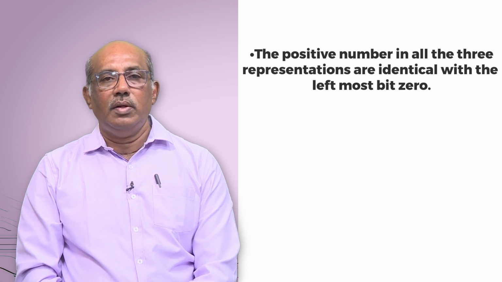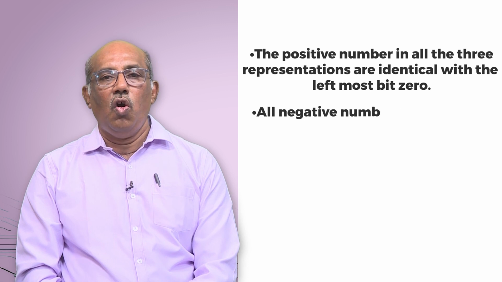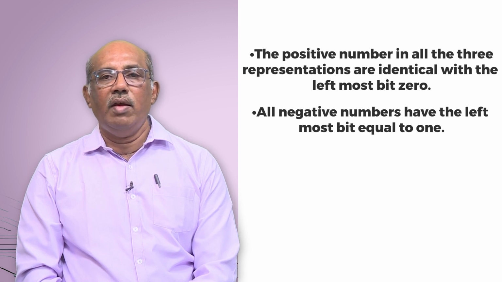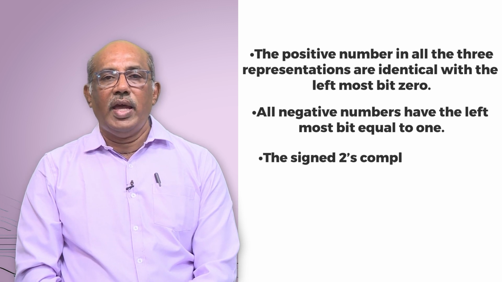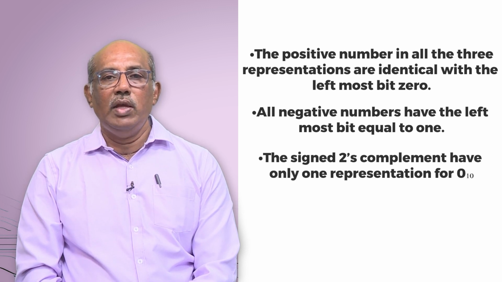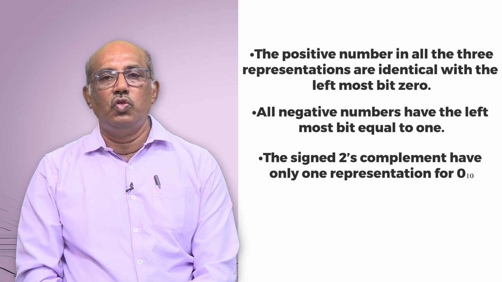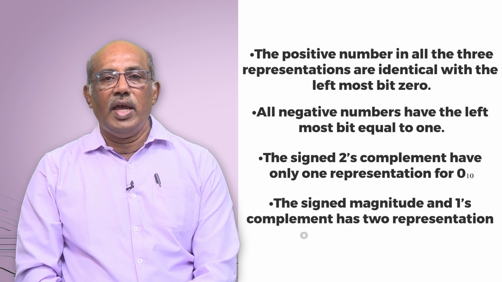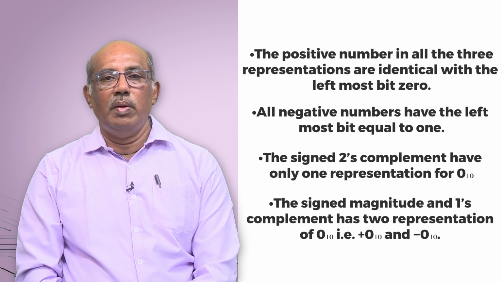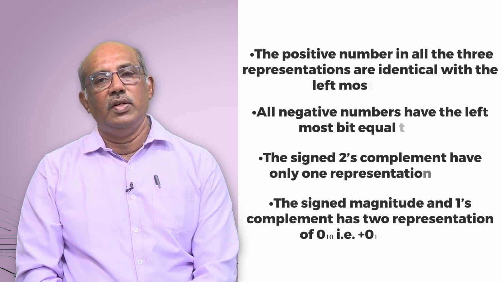The second conclusion is that all negative numbers have the leftmost bit equal to 1. Then the sign 2's complement has only one representation for 0. There is no minus 0 in 2's complement representation. The sign magnitude and 1's complement have 2 representations of the decimal number 0, that is plus 0 and minus 0. Now, we will do some review questions.